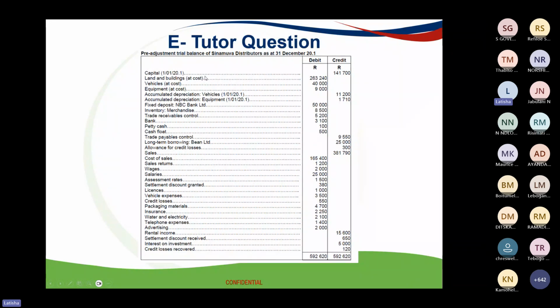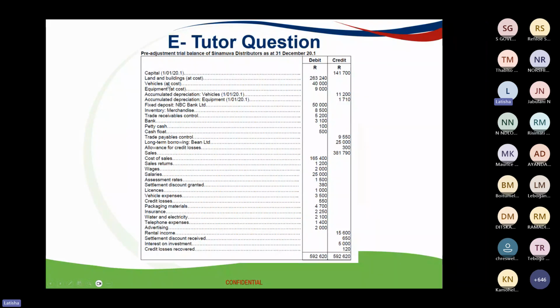They also give us a list of items that's already been recorded in the trial balance. So I'll go through it high level, and then we'll go to the next part where we look at the required, and we'll go through each step as we go on. So the first thing they show us, there's capital, which is a credit balance. Then they've got assets. So if we look, there's land and building, vehicles and equipment, all at their cost price. That's showing on the debit side. We've got accumulated depreciation, which is showing on the credit side.